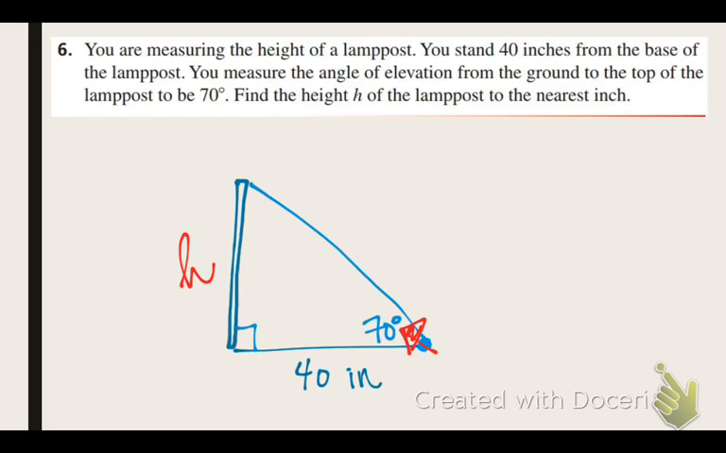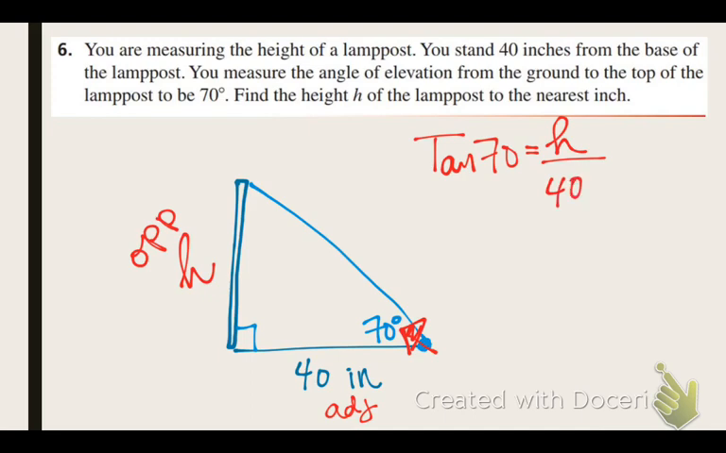What kind of side is H? Opposite. Don't let the H fool you. That's right, Hannah. 40 inches is what kind of side? Adjacent. SOH, CAH, or TOA? TOA. So tangent from what angle? 70. Equals the opposite, which is H, over the adjacent, 40.